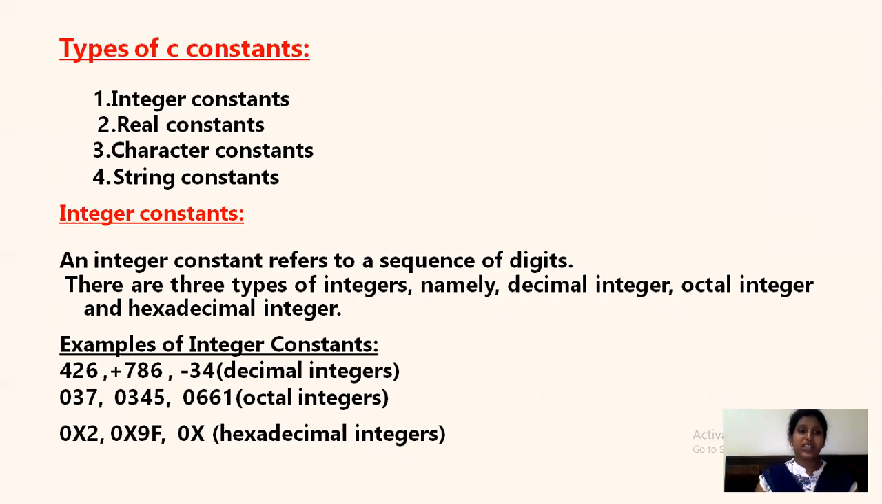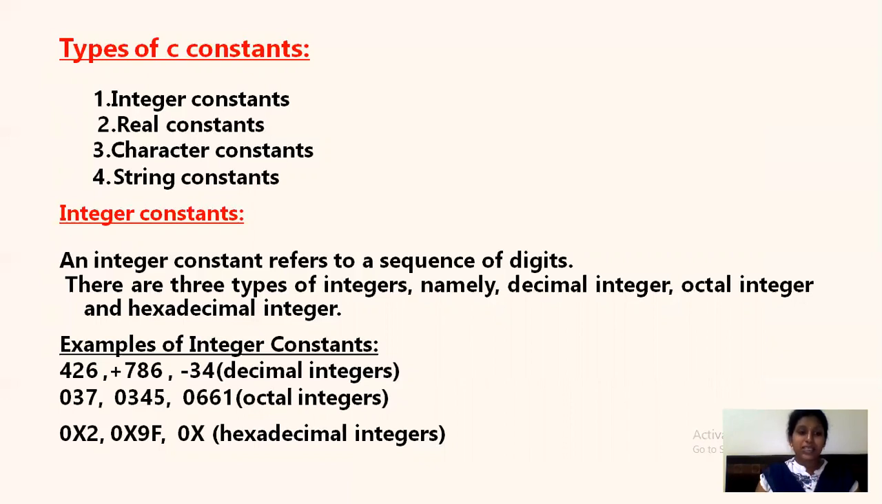Then how to differentiate between a decimal integer, an octal integer, and a hexadecimal integer? See here, 426, 786, -34. You can use either positive values or negative values as your decimal integers. Okay, so if you are not having any representation before your number, then it implies it is your decimal integer. Then how to represent that it is your octal integer?